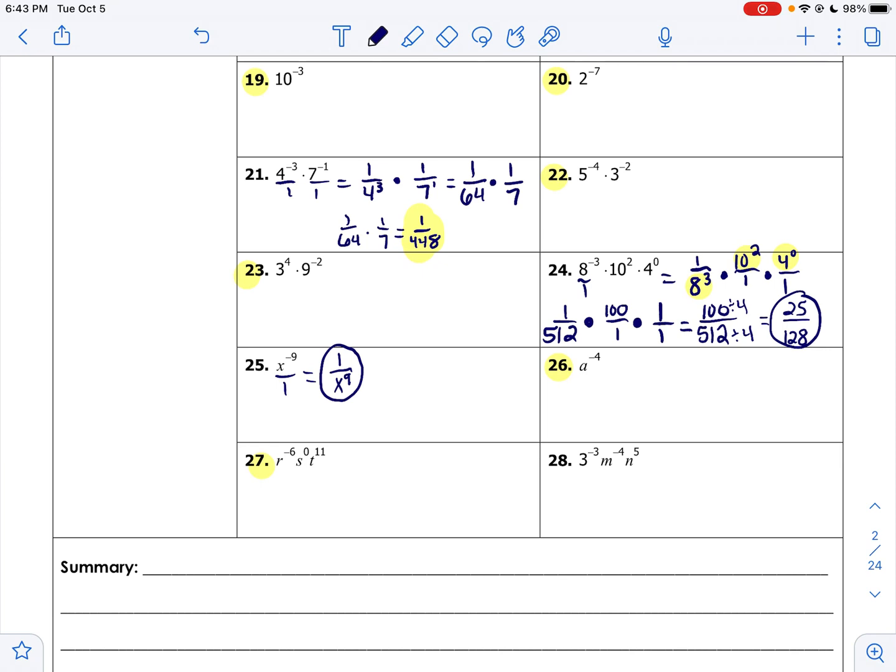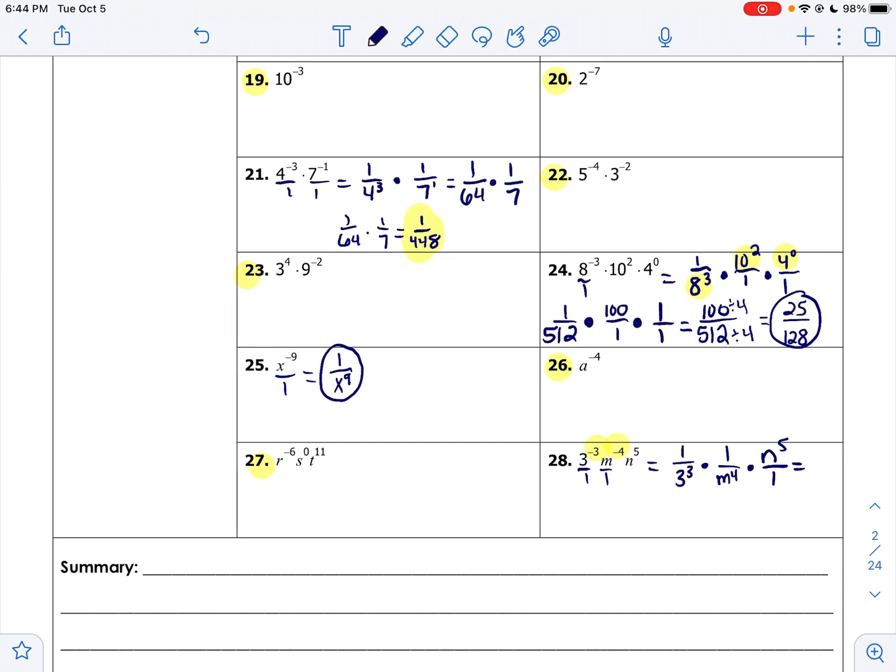So on number 28, 2 of my exponents are negatives. So those are the only 2 I'm going to be worried about flipping. So if I were to rewrite this, it would be 1 over 3 to the third times 1 over m to the 4th times n to the 5th over 1. So the n to the 5th is going to stay in our numerator. We just put it over 1 so we have all fractions.